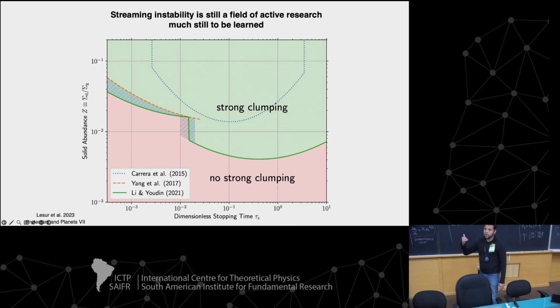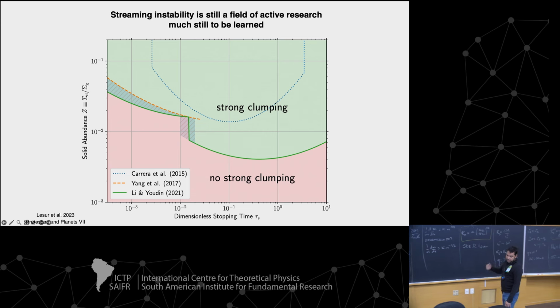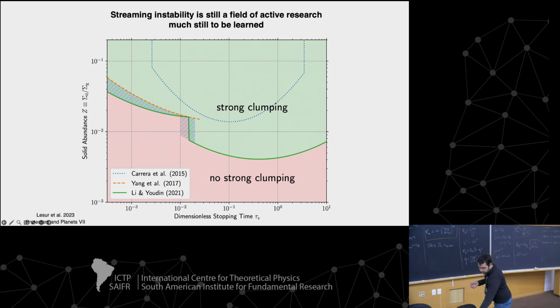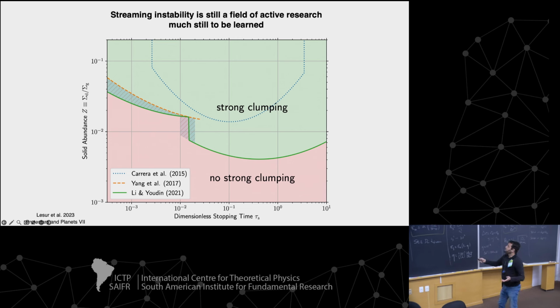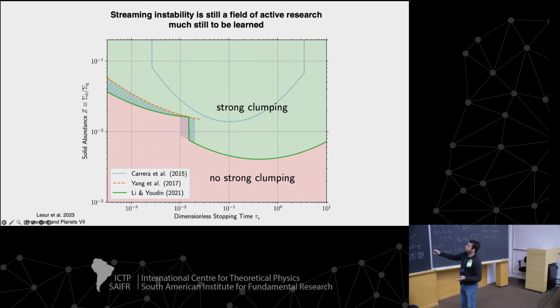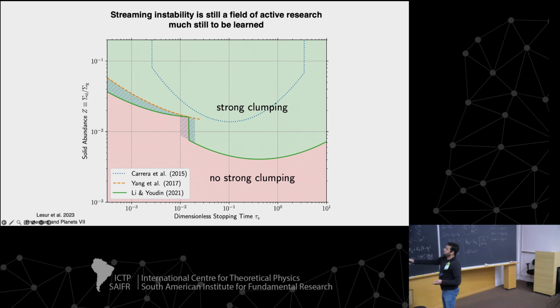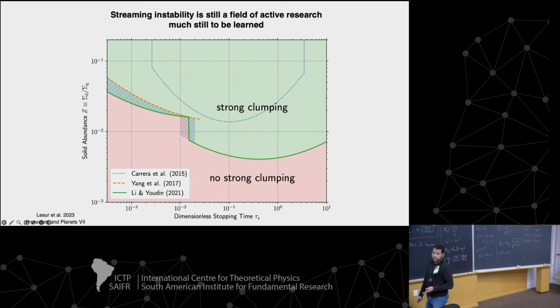So what this plot was showing was that in the green region, you can form planetesimals. In the pink region, you can't. And the metallicity that you have here is barely under 10 to the minus 2. So this is the metallicity of the sun. If you go to 10 times less, you are in the area of no strong clumping.